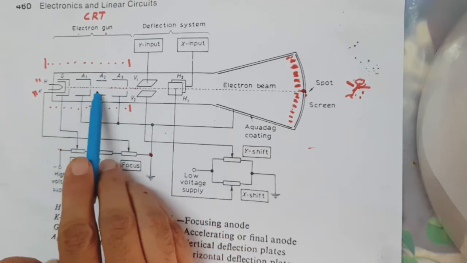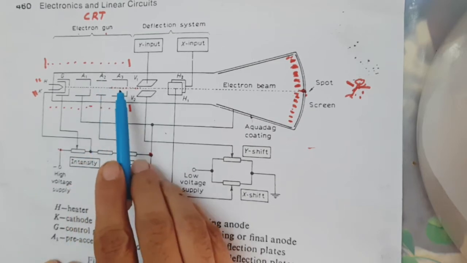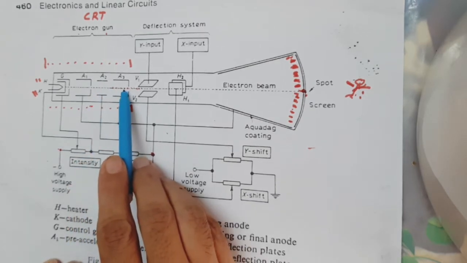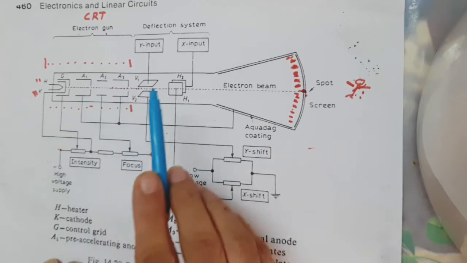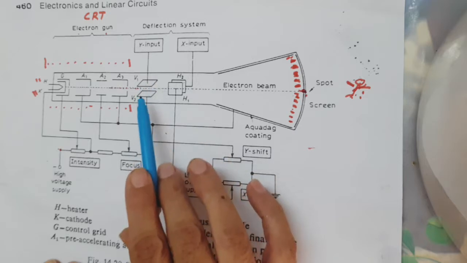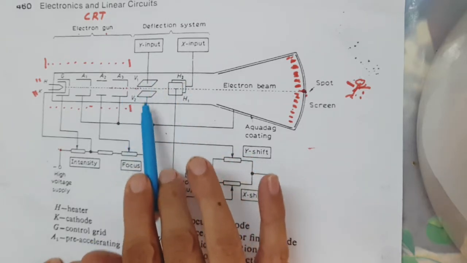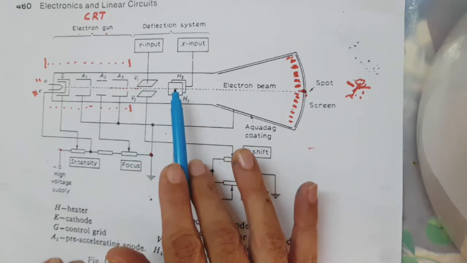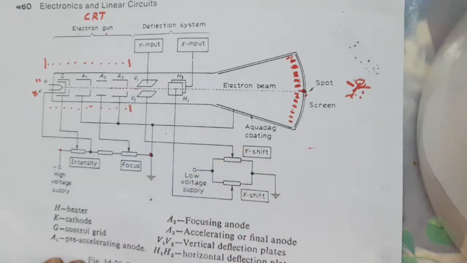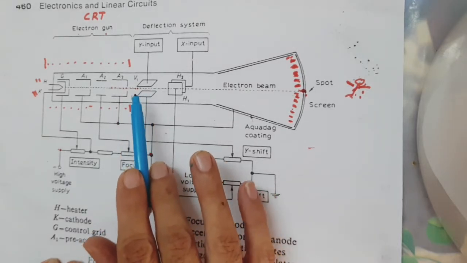A1 is the accelerating anode, then the focusing anode and the final anode. The accelerating anode accelerates the beam of electrons, the focusing anode focuses the beam, and the final anode accelerates the beam more, then it is given to the deflection system. Here be careful, we are using two plates, vertical and horizontal: two vertical plates and two horizontal plates. We are using plates, that means this is electrostatic deflection.